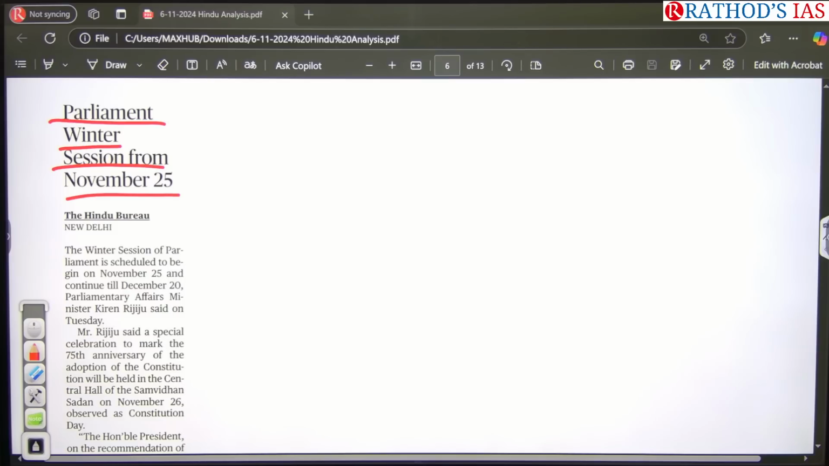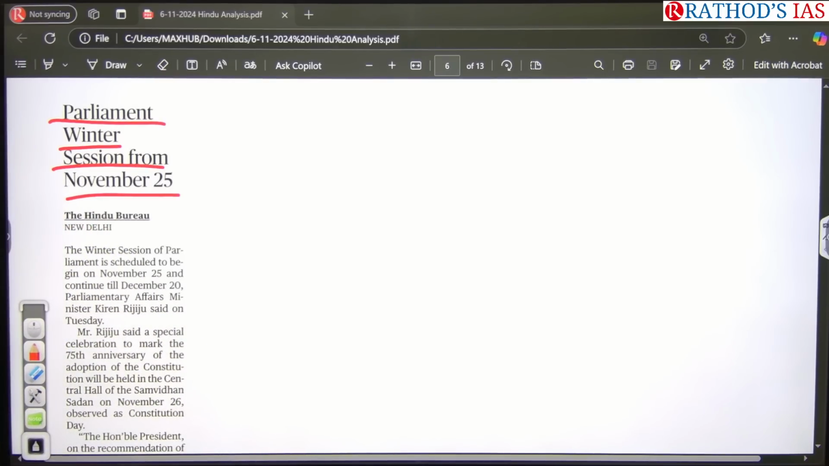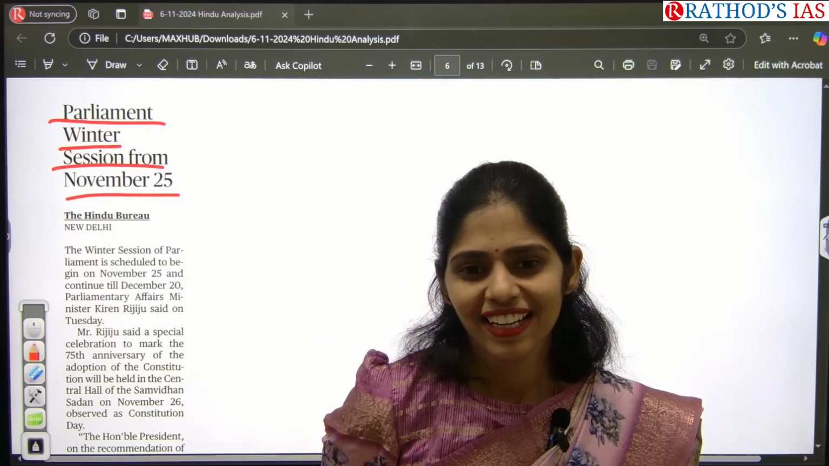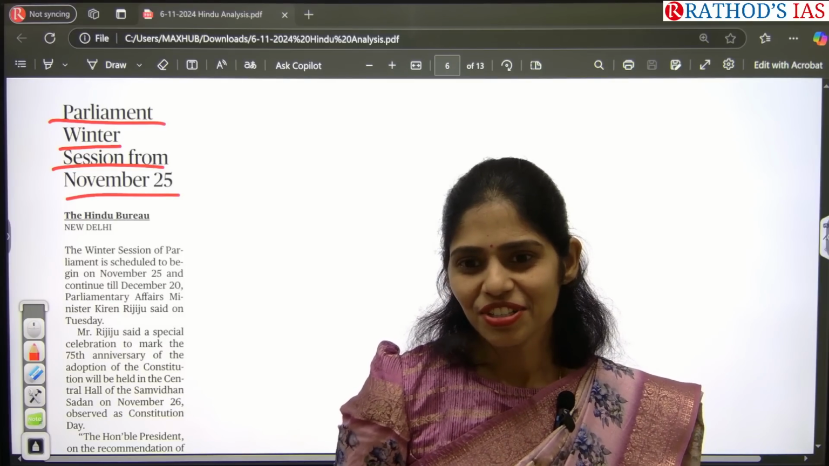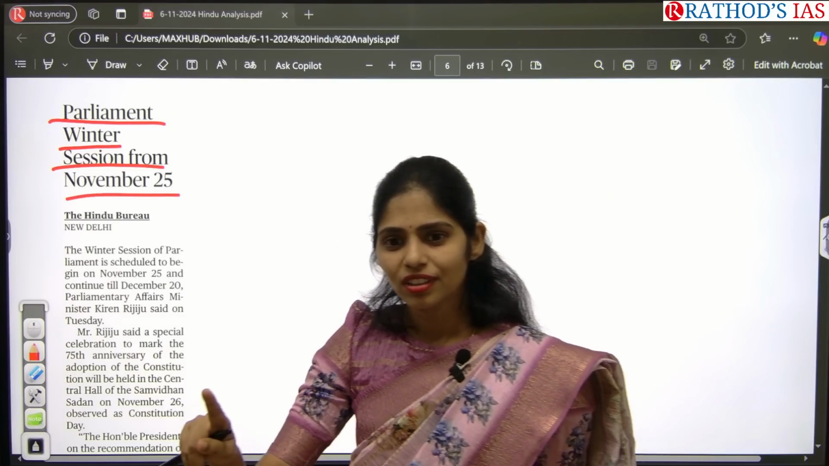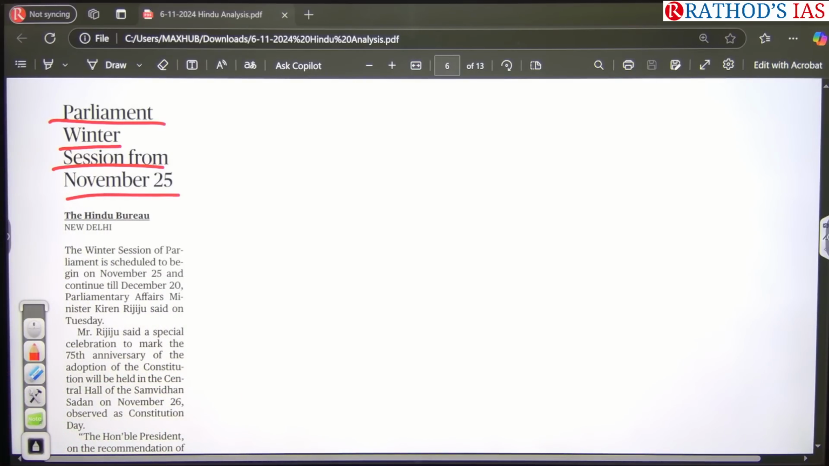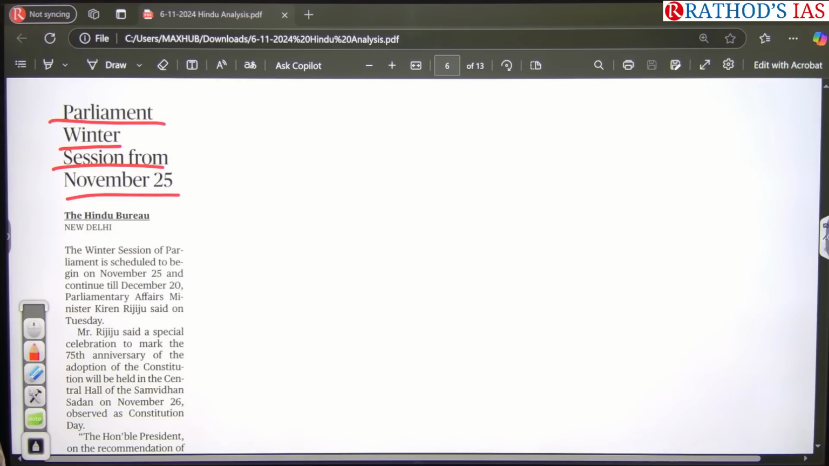Guys, the preamble is done for you, right? What are the four important components of the preamble? The first one is the source, that is the people of India. Later on, objectives. Next, the date of adoption. That is the fourth one, right?